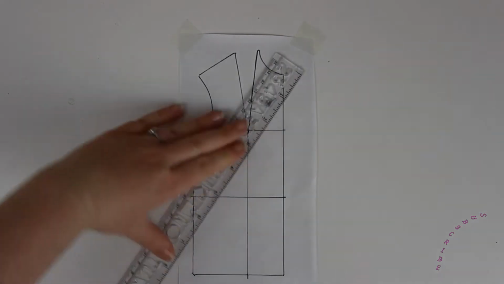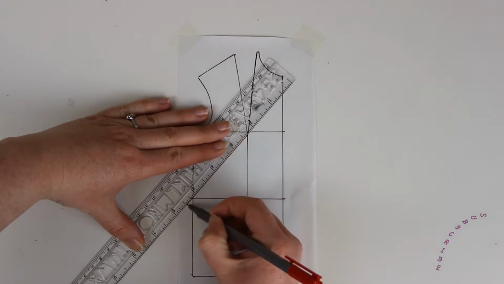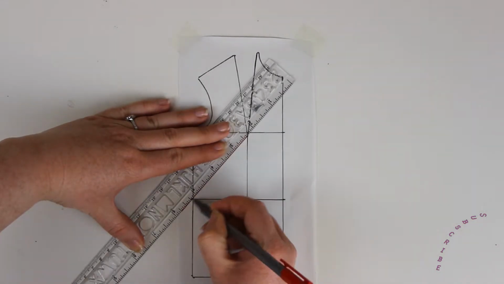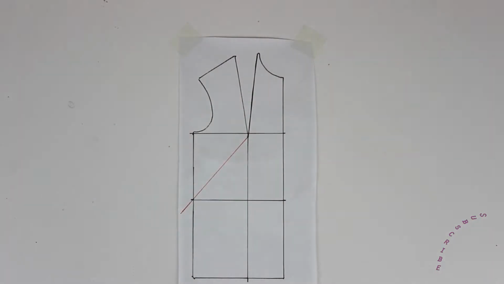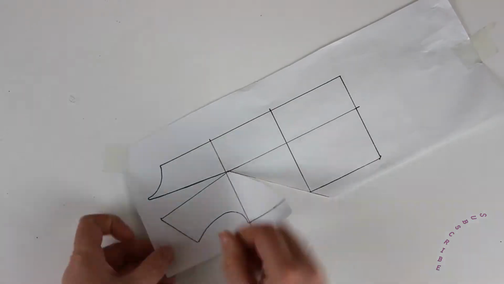So now I'm going to do an underarm dart. Again, I placed the ruler down at the dart start point and then lined it up with my new point and drew it in. Again, go ahead and cut down the new line and then close the old dart like before.